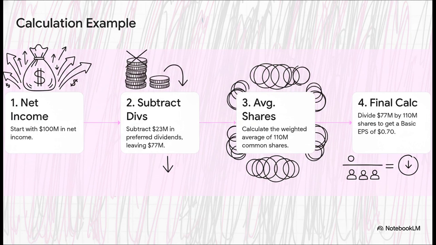Let's make this real with an example. So let's say a company reports a net income of $100 million. Great, but it owes $23 million to its preferred stockholders. So that leaves $77 million as the profit pizza for the common shareholders. Now we look at the shares. Over the year, the weighted average works out to be 110 million shares. You just do this simple math, 77 million divided by 110 million, and you get a basic EPS of 70 cents. That's it. That is the number you're going to see in big, bold letters on every earnings report.